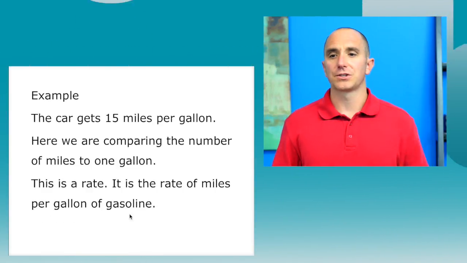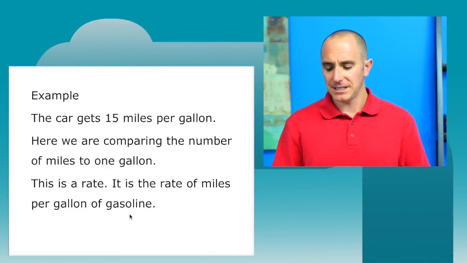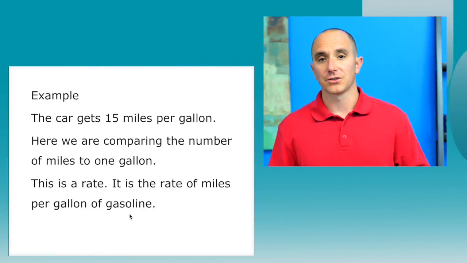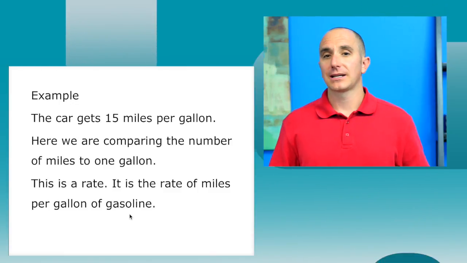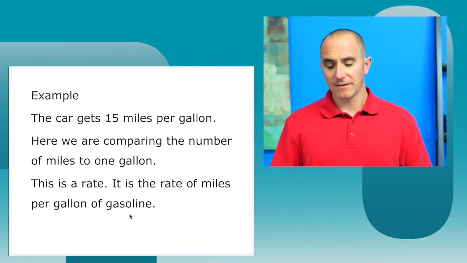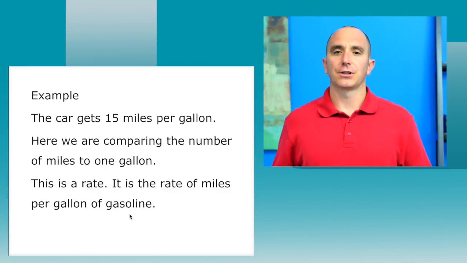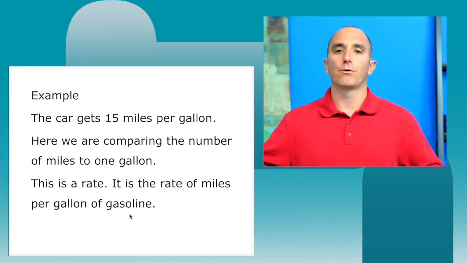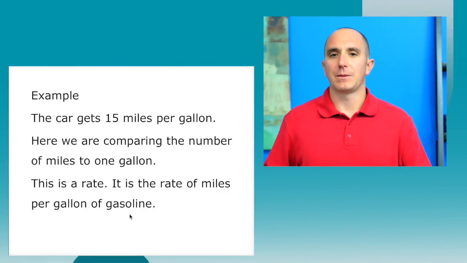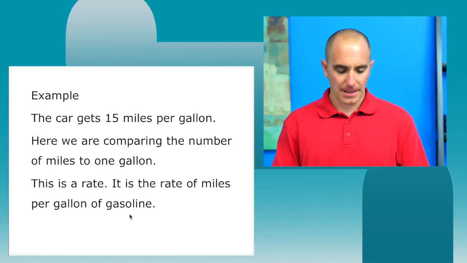So let's look at this first example. This goes along with that miles per gallon idea. The car gets 15 miles per gallon. Here we're comparing the number of miles to 1 gallon. So we're bringing it back to that per, back to 1 gallon. So this is a rate. It is the rate of miles per gallon of gasoline. So when you hear on TV that a certain car gets 40 miles per gallon, it's going 40 miles potentially with 1 gallon of gasoline, versus a different rate, maybe a truck for instance might get 22 miles per gallon if it was a really efficient one.